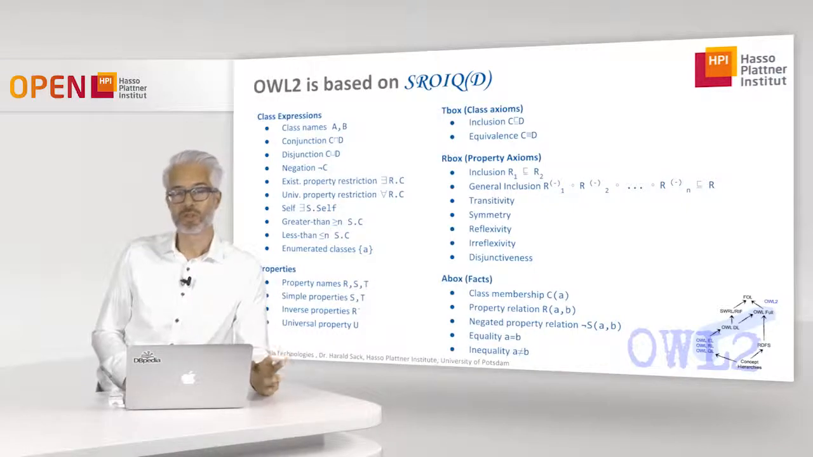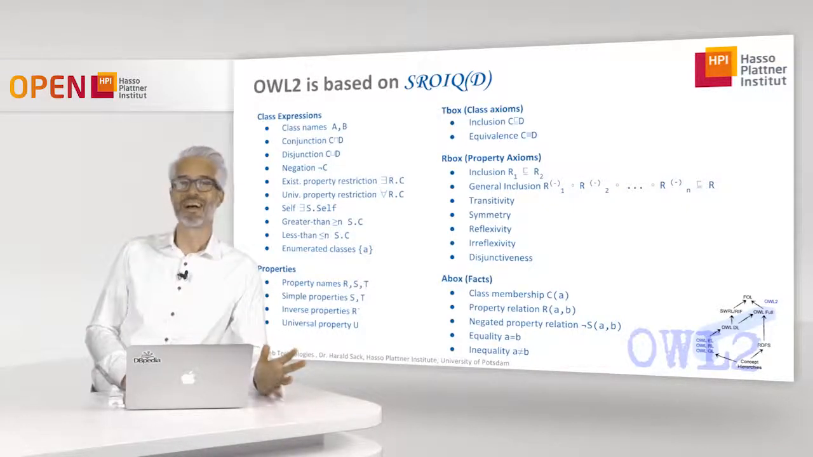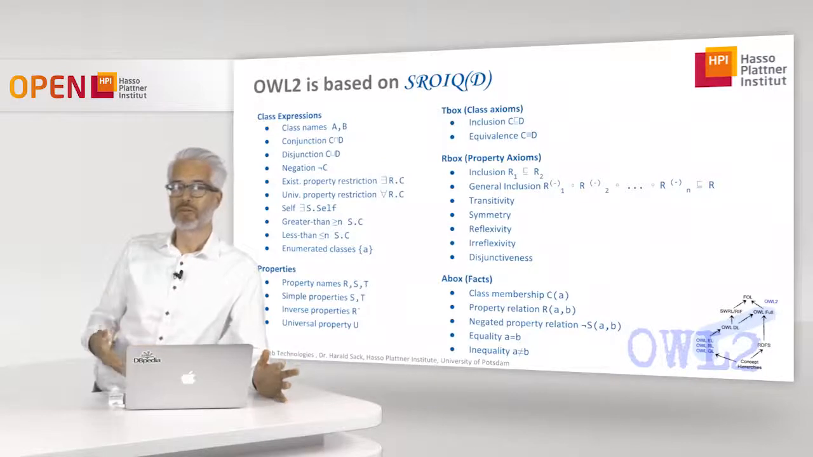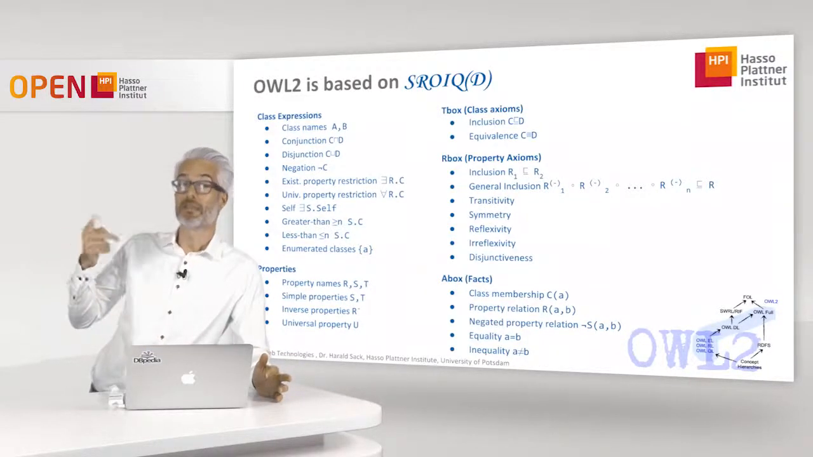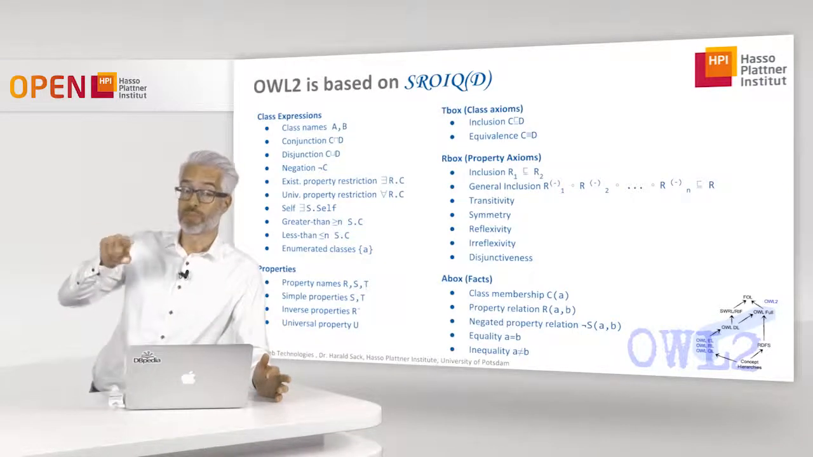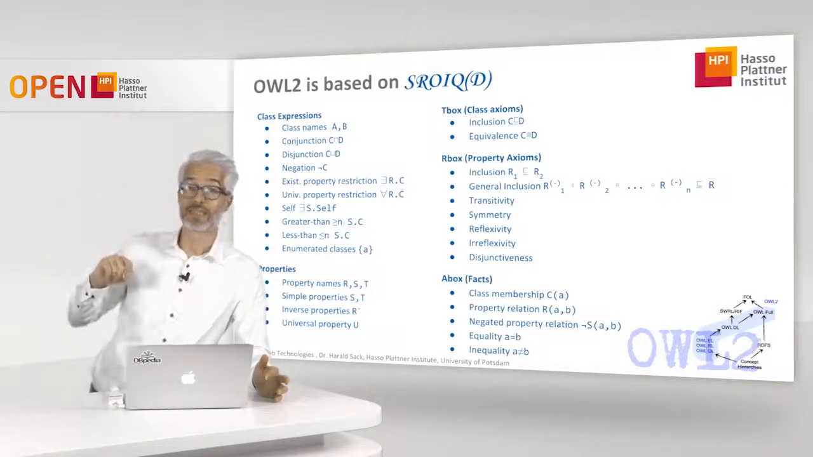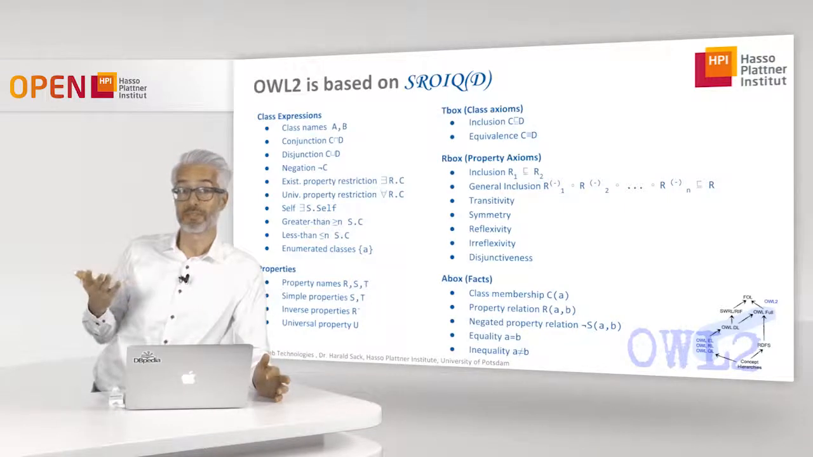Then you have a concept which is called self, and you can define classes for which you can define a restriction which holds for all members of the class in relation. So you define a property in which they are related with themselves, some kind of reflexiveness.